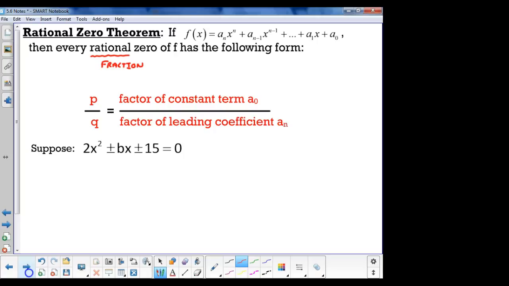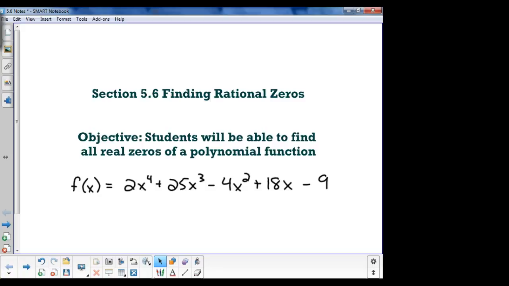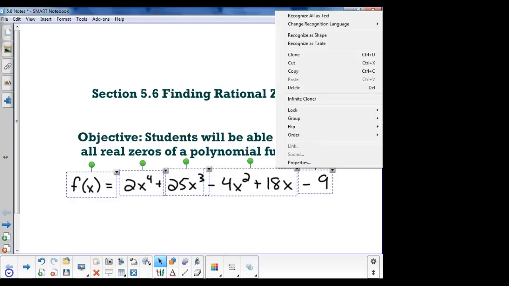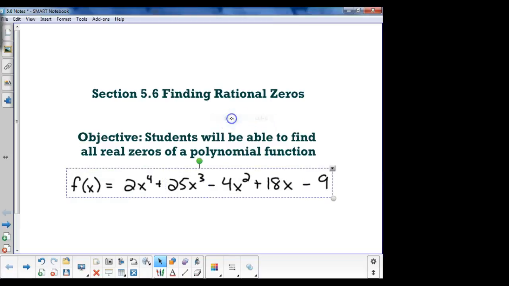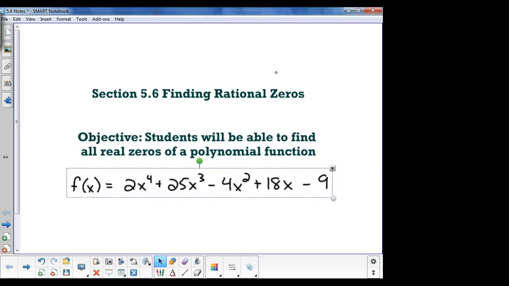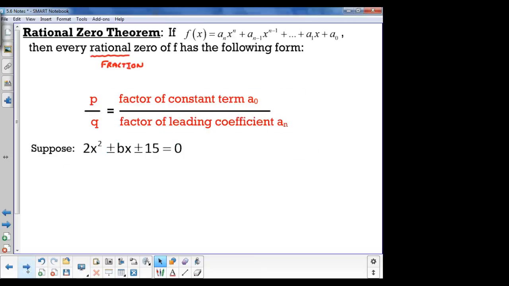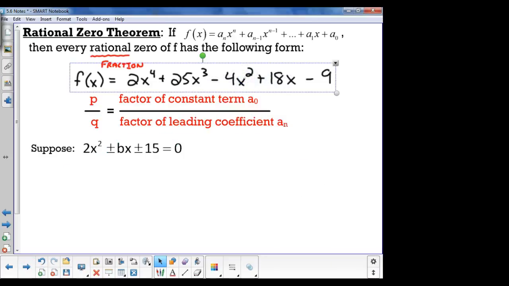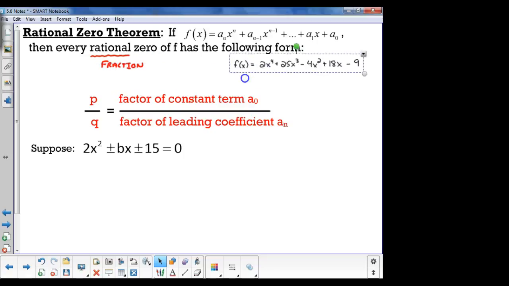Okay? So the rational zero theorem says that right now we had a function. Let's go back to our function. Let me get all of these in here together, and we will group it. And yes, I want to group it, and then I want to copy it, and then I want to paste it, shrink, boom. There it is. Okay? So there's our big old function.